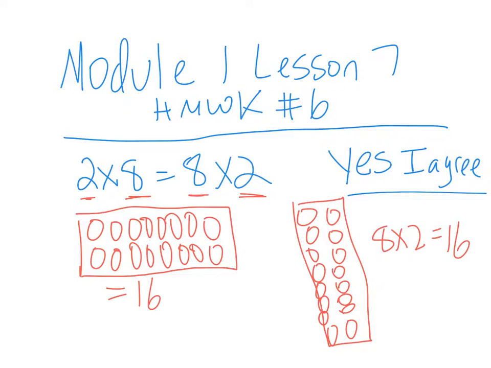We also talked in class today about if you just look at this array, and then you look at this array, it's rotated. It's the same array, but it's just rotated, or turned, as the kids were saying today in class. So that's how I would do and show Angel is correct, and that's the commutative property which we studied today in class.